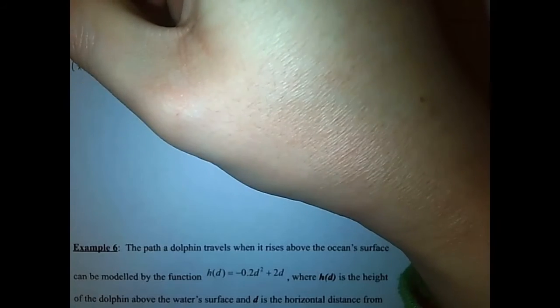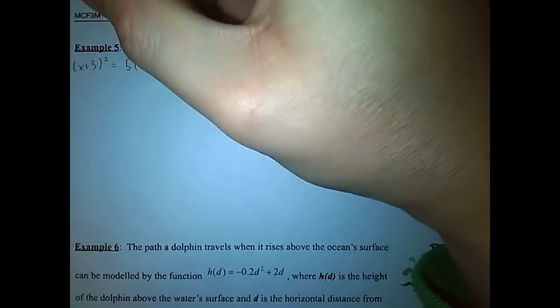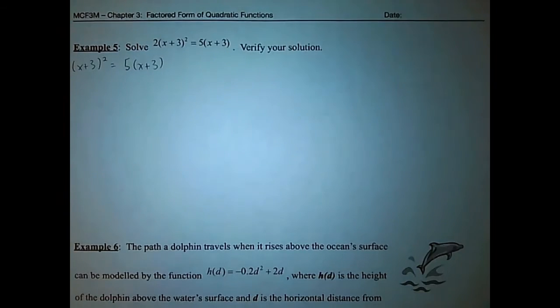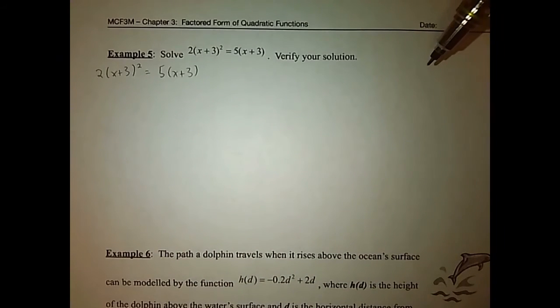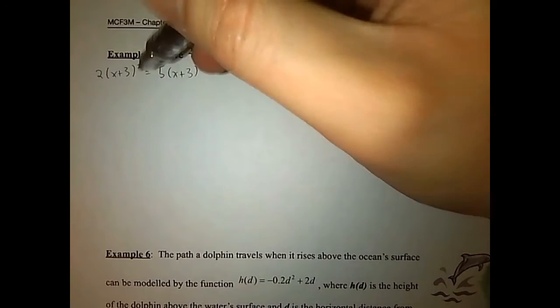2x plus 3 squared is equal to 5x plus 3. So this takes into account all the stuff we did in chapter 2, where we're going to be expanding using FOIL and then using the distributive property, collect our like terms, and then start factoring. So I'm going to rewrite this.